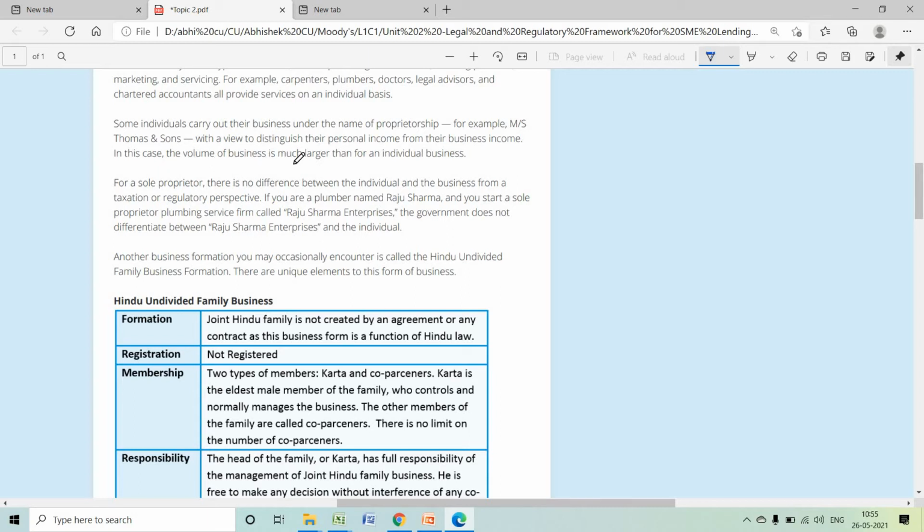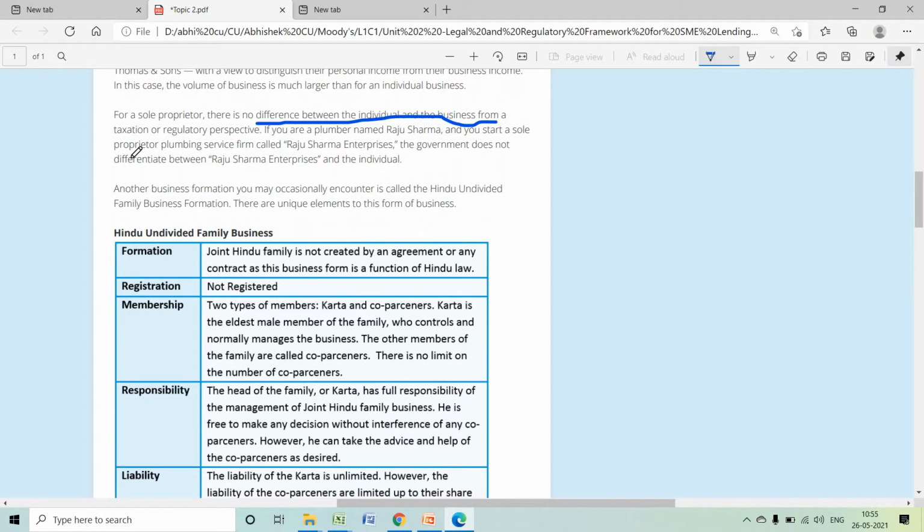In this case, the volume of the business is much larger than that of an individual business. Now, for a sole proprietor, there is no difference between the individual and the business from the taxation or regulatory perspective. So, there is no separate legal entity. In case of proprietorship, there is no separate legal entity. It is one and the same. The owner and the business are the same. So if you are a plumber named Raju Sharma and you start a proprietor plumbing service firm called Raju Sharma Enterprises, the government does not differentiate between Raju Sharma Enterprises and the individual.